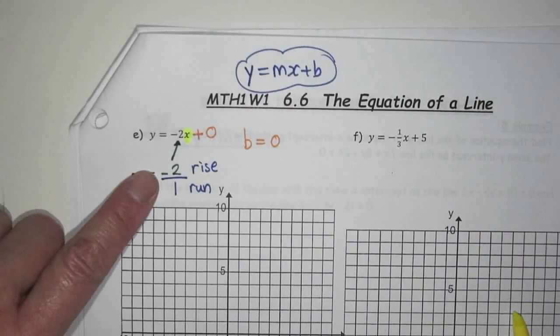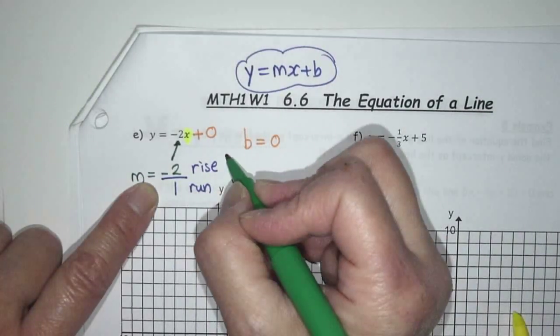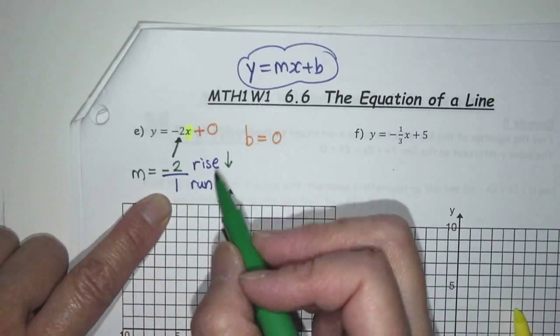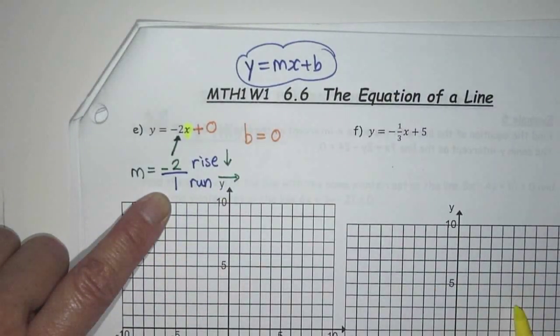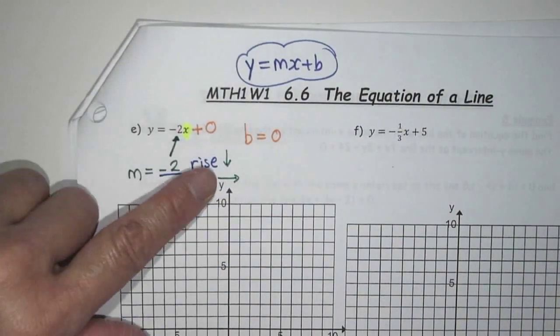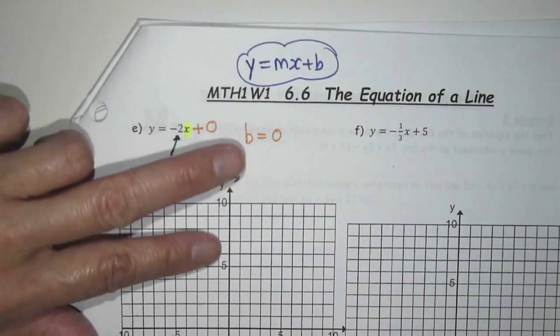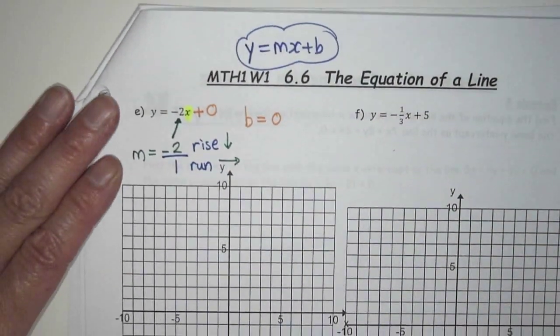That's why it looks different. So if this is a negative 2 rise, that means I'm heading down 2. That's a positive run, which means right 1. And again, if you want to make them both backwards, we could move the negative down here, and that would flip both of the arrows. But I'll just do it this way.